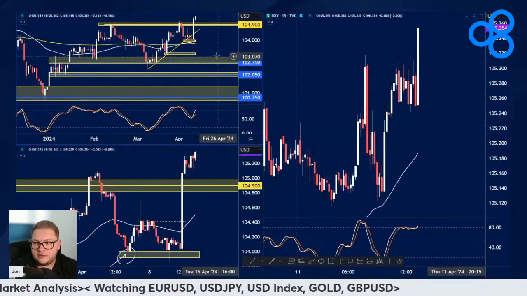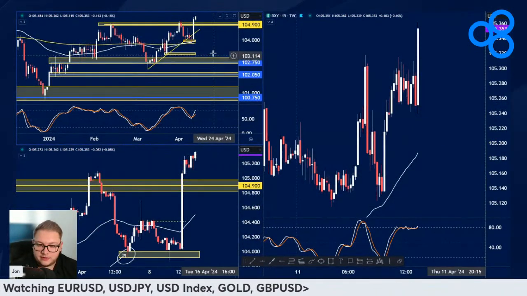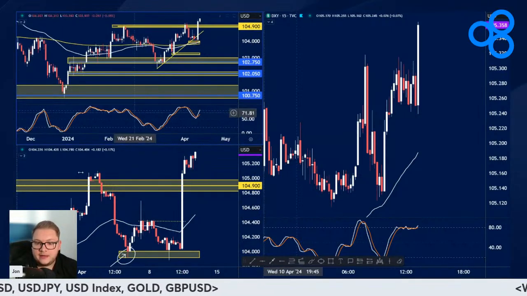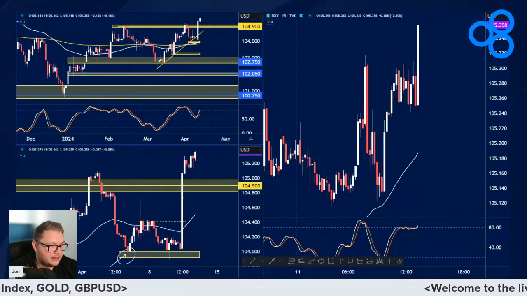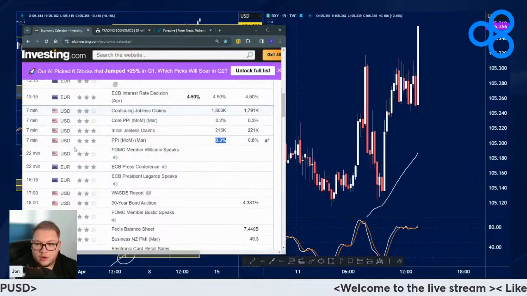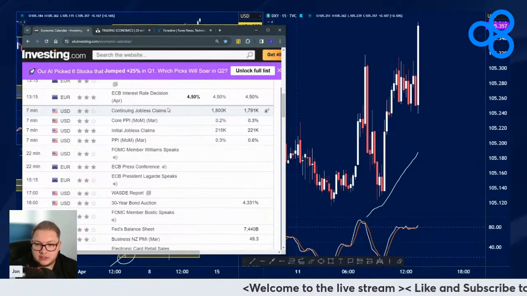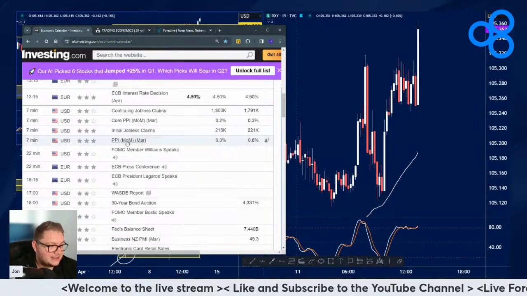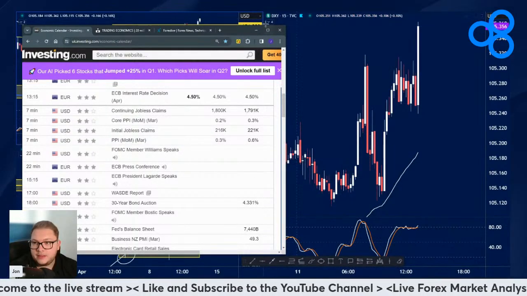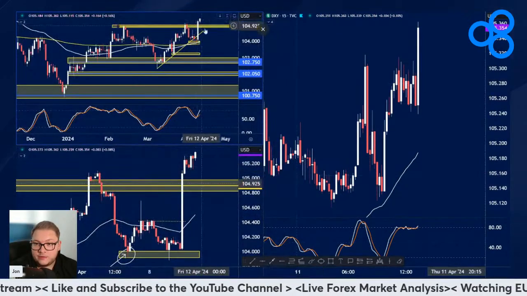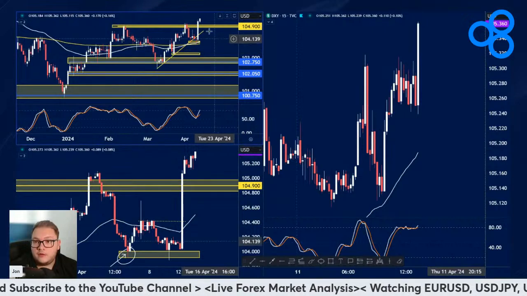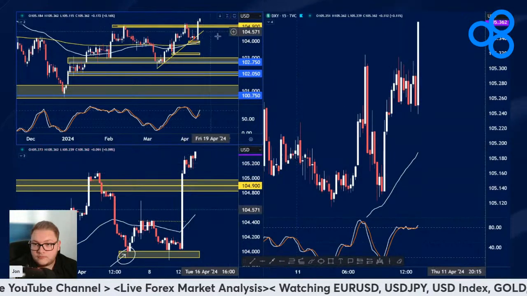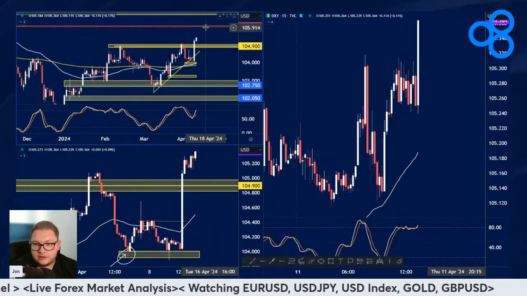Like I said, we've got a little bit of dollar data coming out shortly. We've got the PPI data coming out, which is going to have a big impact on what happens to the US dollar. We're seeing a little bit of a dollar rally at the moment, so maybe that's in anticipation of a weaker PPI number. So we have to be a little bit aware of that. But I like the idea of the dollar obviously continuing up to 106.